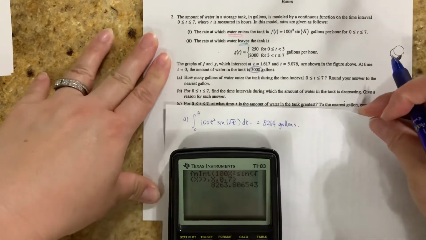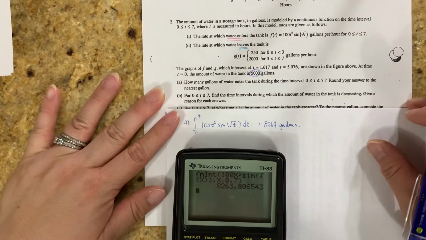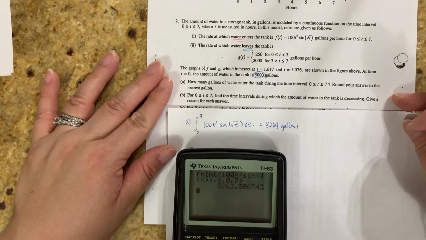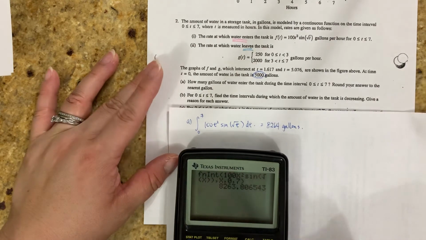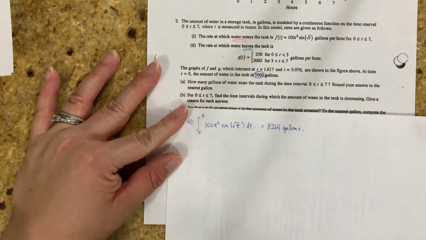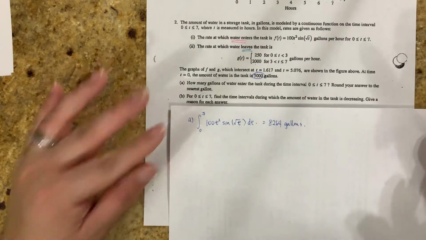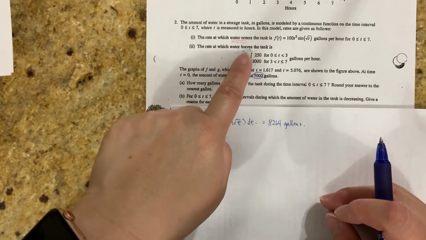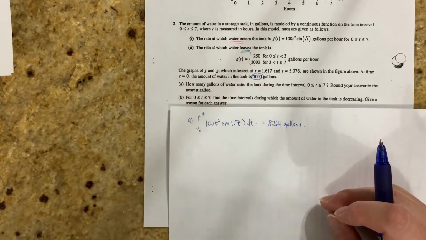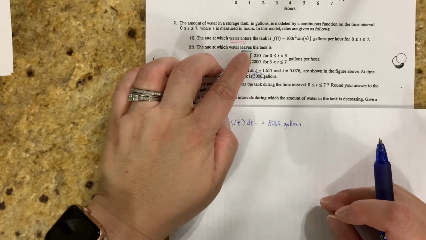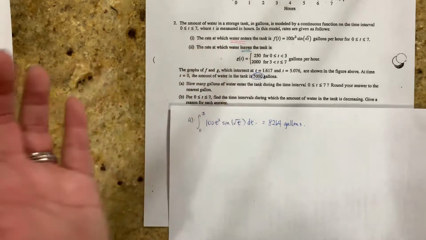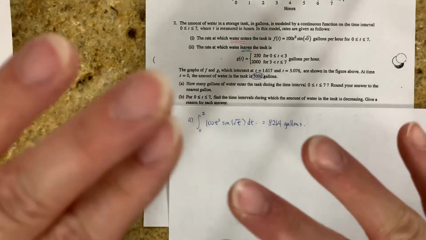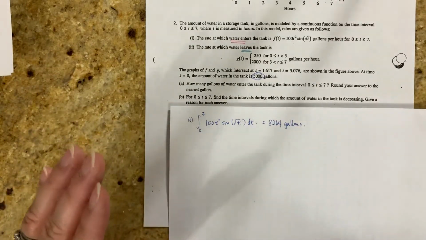Okay, moving on. For 0 to 7, so between this interval, find a time interval which the amount of water in the tank is decreasing. Give a reason for each answer. So think about it. When will the water be decreasing? Well, you're pumping water, and water is also leaving. So water is entering and water is leaving. So the water level will decrease when you have more water leaving than you have entering. Makes sense, right? Because if you're pumping and you're not pumping enough, more of it is leaking out, then your water level will decrease. So how do we check for that?